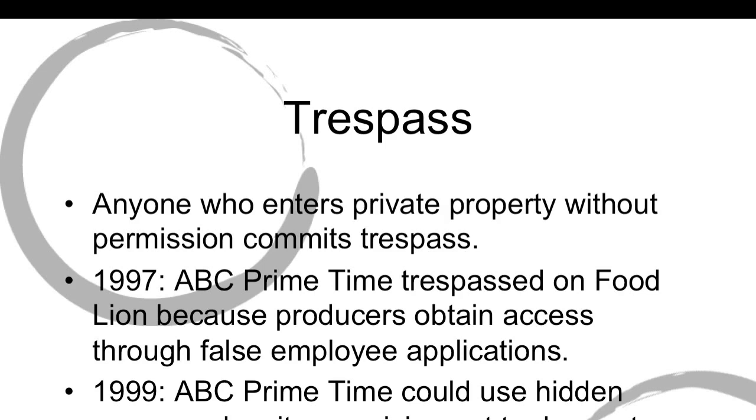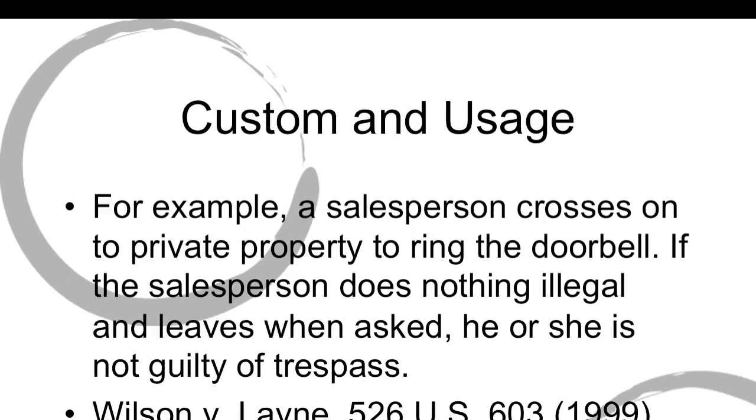And some agreements, while oral contracts, and this is where you get into kind of the mixed bag of interpretation. In 1999, ABC Primetime, actually it was ruled that they could use hidden cameras despite the fact that they had promised not to do so at a particular eye clinic.